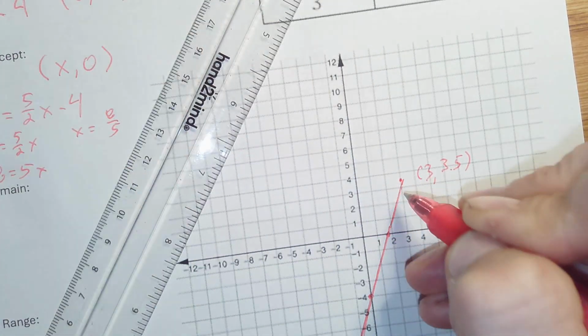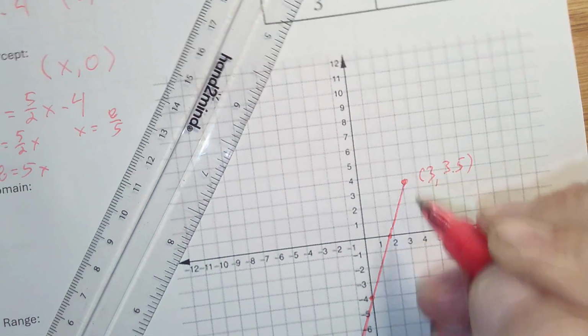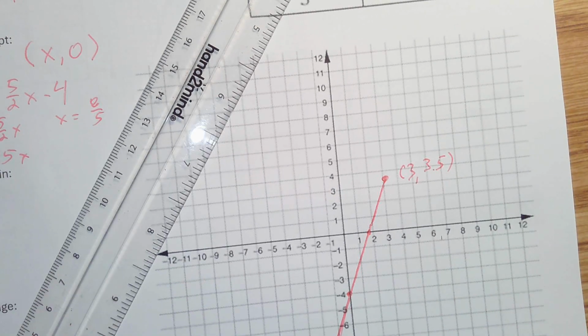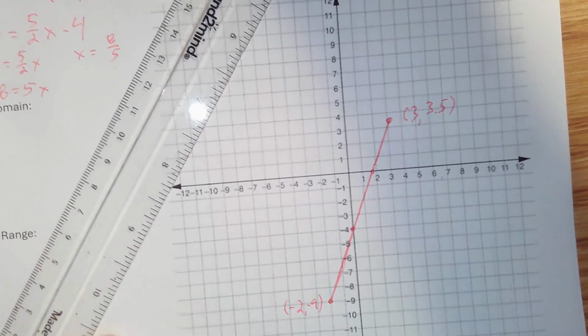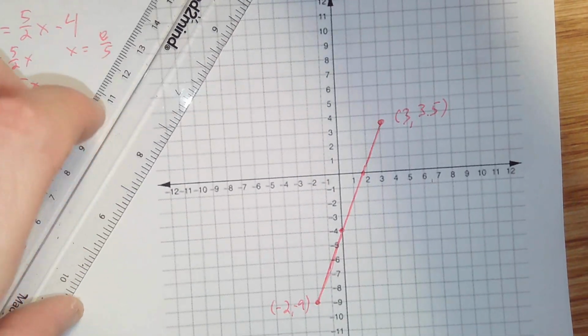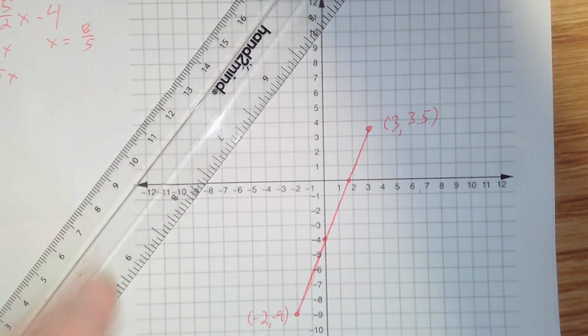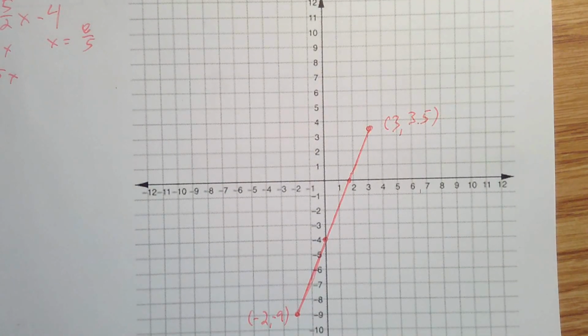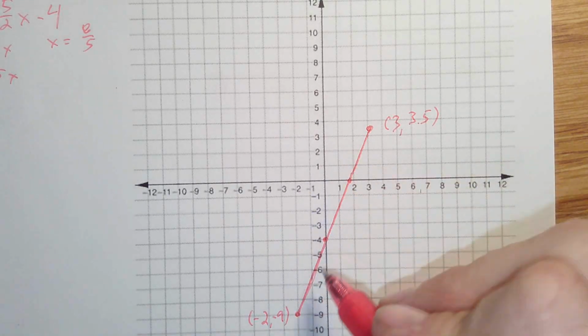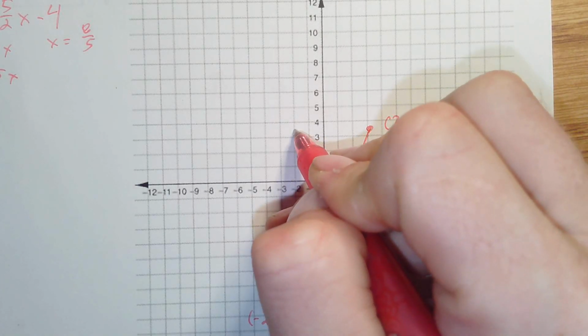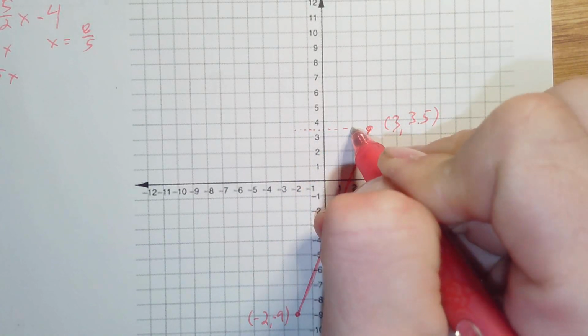All right, so that is my line. Make my dots really big, and it comes out all right. That's my line. Okay, so what is my domain and range? Remember, my domain is how far it's going to go from here to here.